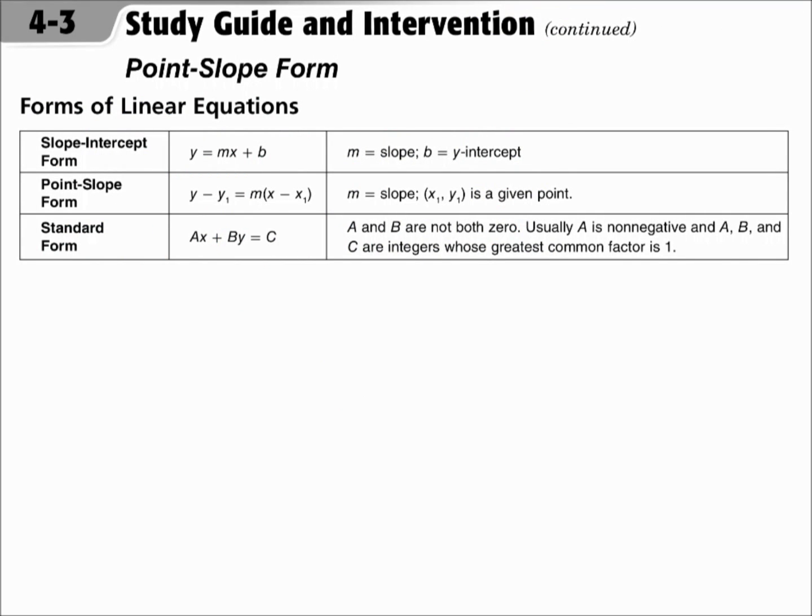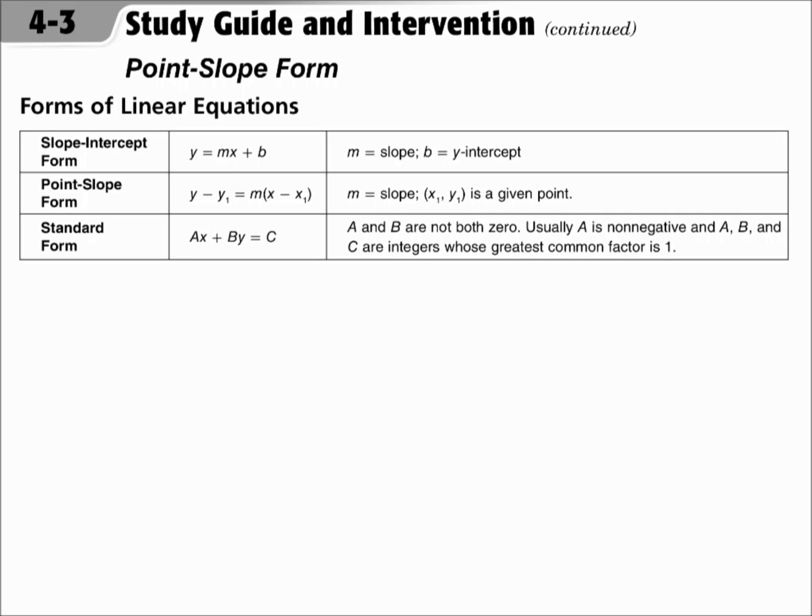We now know three forms of linear equations. Slope-intercept form, which is probably the most useful, y equals mx plus b, where m is the slope and b is the y-intercept. We also have point-slope form, y minus y1 equals m times the quantity (x minus x1), where m is the slope and (x1, y1) is any point on the line. And then you have standard form, ax plus by equals c. A and b can't both be 0. A is non-negative, and a, b, and c are integers with no common factors.